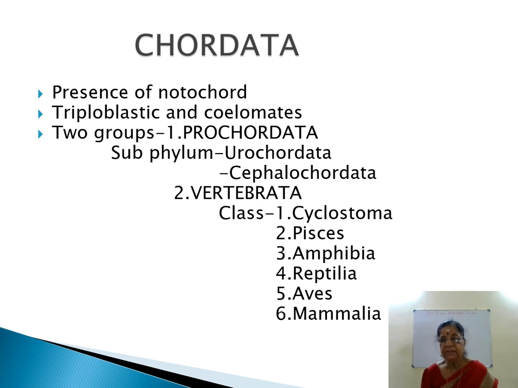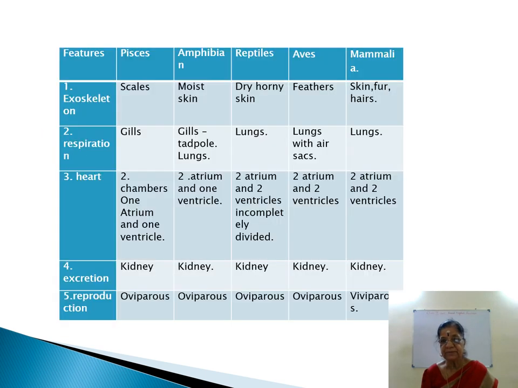So Chordata is characterized by the presence of notochord, triploblastic and coelomate. Two groups, as you know, are Urochordata and Cephalochordata. Vertebrates come in the classification.